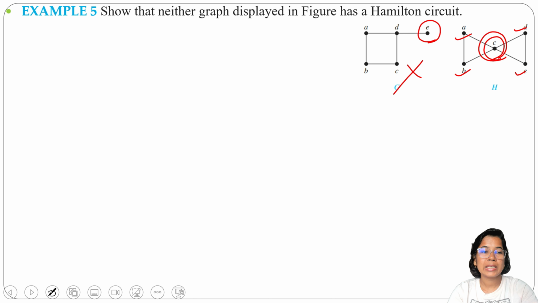We need to traverse C more than once. That's why a Hamilton circuit is not possible. Just try. Suppose you start from A to C, C to E, E to D, D to C, C to B, B to A. So C we are visiting 2 times.